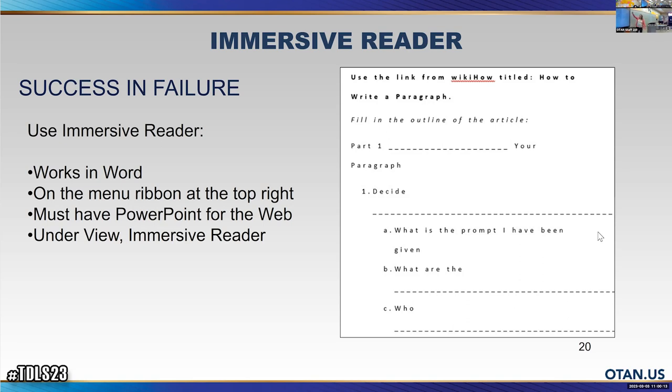All right, but anyway, I'm going through this, thinking I'm doing great. "Fill in the outline of the article, part one, underscore, underscore, underscore, underscore, underscore, underscore, underscore." I just started laughing because all the lines in my worksheets were no longer going to be accessible. So try the Immersive Reader. Maybe you'll come away going, oh yes, I'm good, or maybe you'll go, oh no, I have more to do. So I had to change all of them.